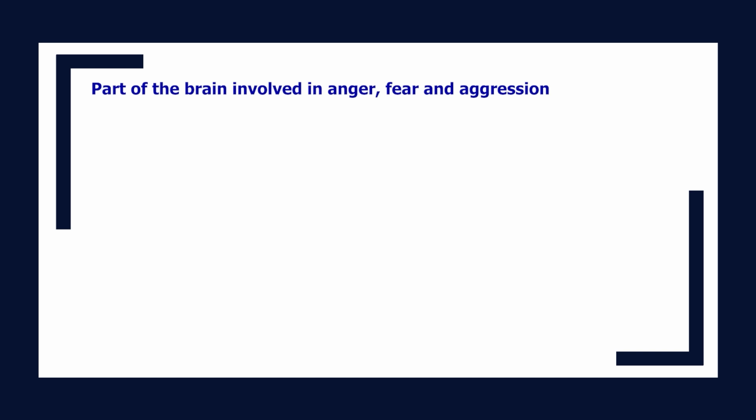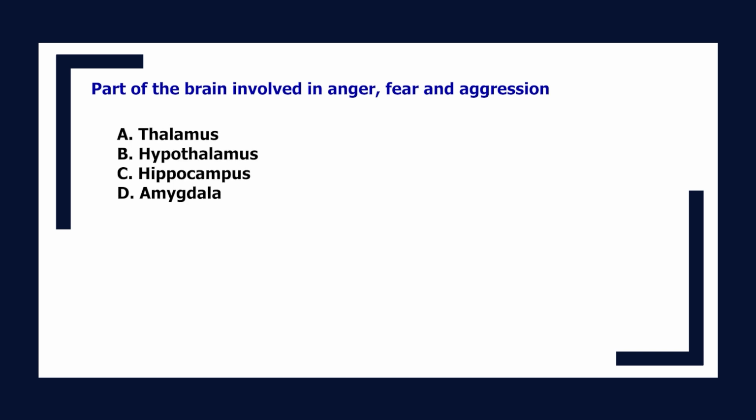Part of the brain involved in anger, fear, and aggression. A. Thalamus. B. Hypothalamus. C. Hippocampus. D. Amygdala. The answer is D. Amygdala.